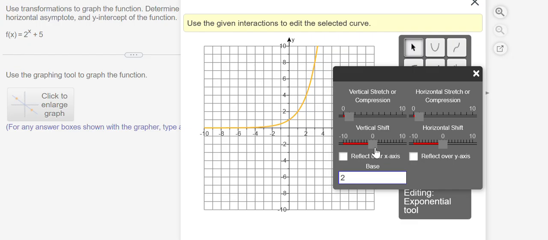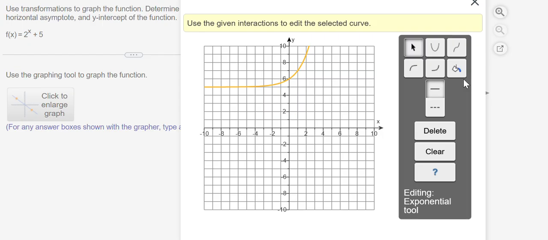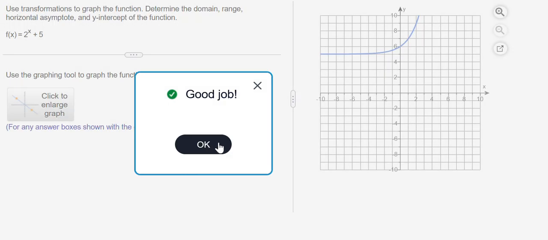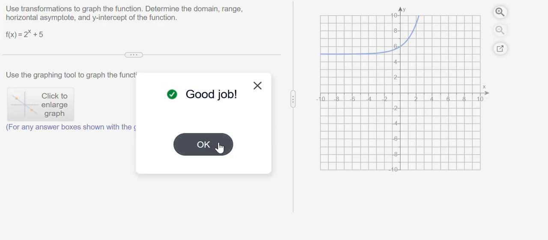So I'm going to go to vertical shift, and I am just moving it 5 units. Okay, there. So I moved it 5 units. All right, I'm closing this. And that's it. That's the only thing I needed to do for this one. So then I'm going to go ahead and check my answer and see if I did that correctly. Okay, it tells me I did that, so yay.